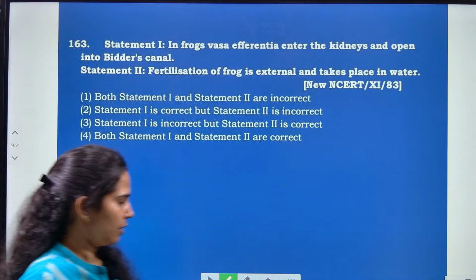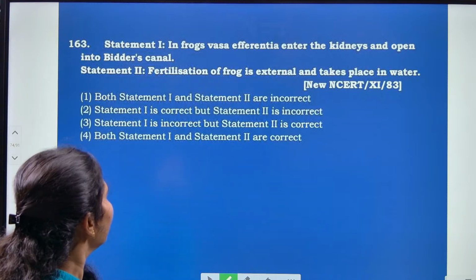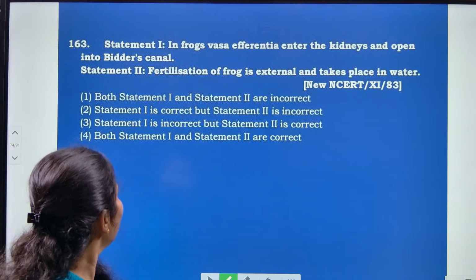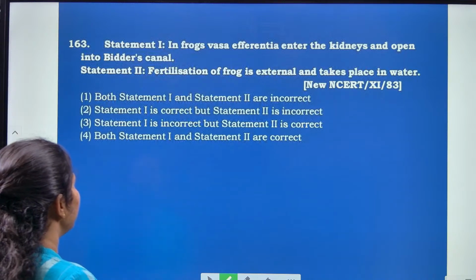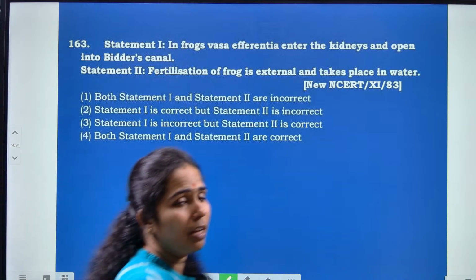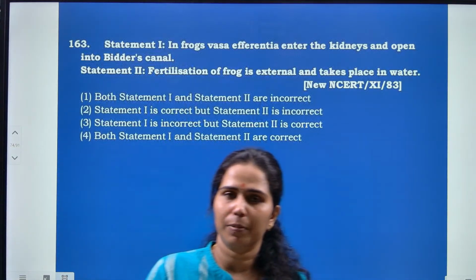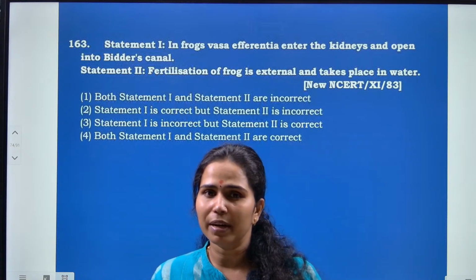Again the next one, statement 1 with statement 2. In frogs, the vasa efferentia enter the kidney and open into the Bidder's canal. Yes, it is so. Statement 2 says that fertilization of the frog is external. Yes, as amphibians, the fertilization always takes place externally in the water medium, and the development is indirect.